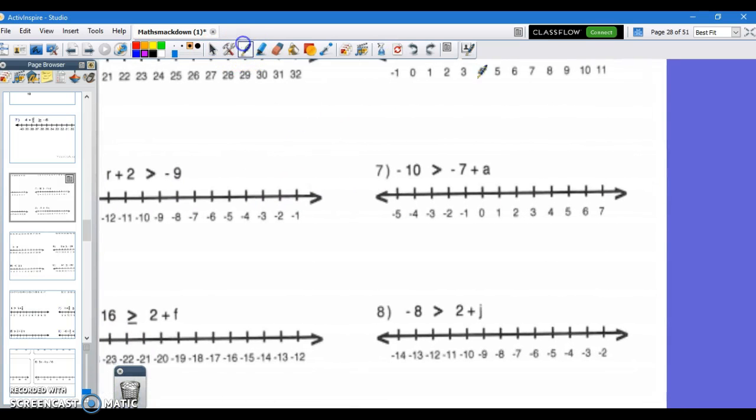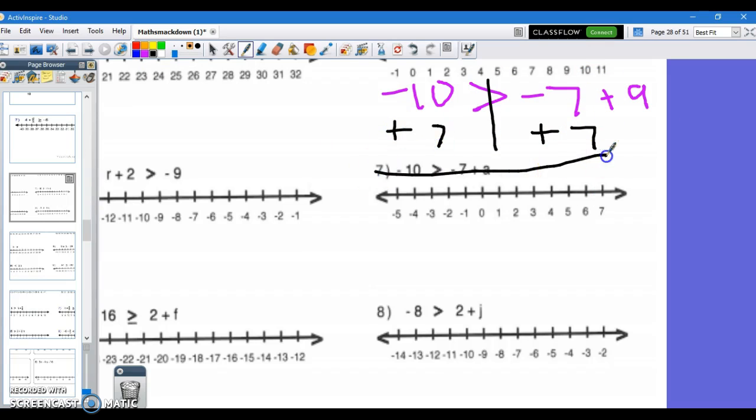Number 7. Okay, so let me rewrite it up here. I have negative 10 is greater than negative 7 plus a. Okay, so remember, my job is to get a by itself, and I'm going to do that by adding 7 to both sides. I have a negative plus a positive, which means I'm going to subtract 7, 8, 9, 10. Keep the sign of the higher digit. Look at your integer rules if you're not sure why I did that. I'll keep my inequality sign. That cancels out. And now I have a.